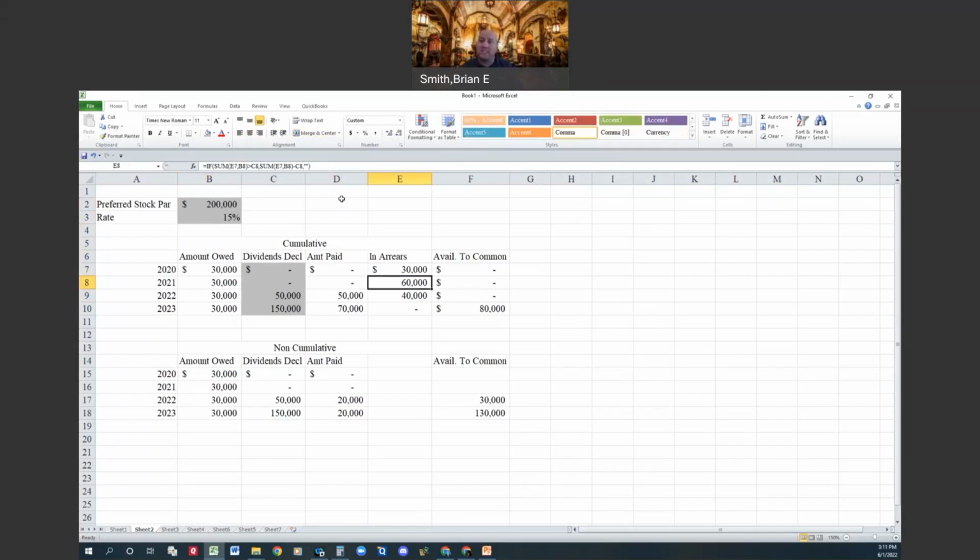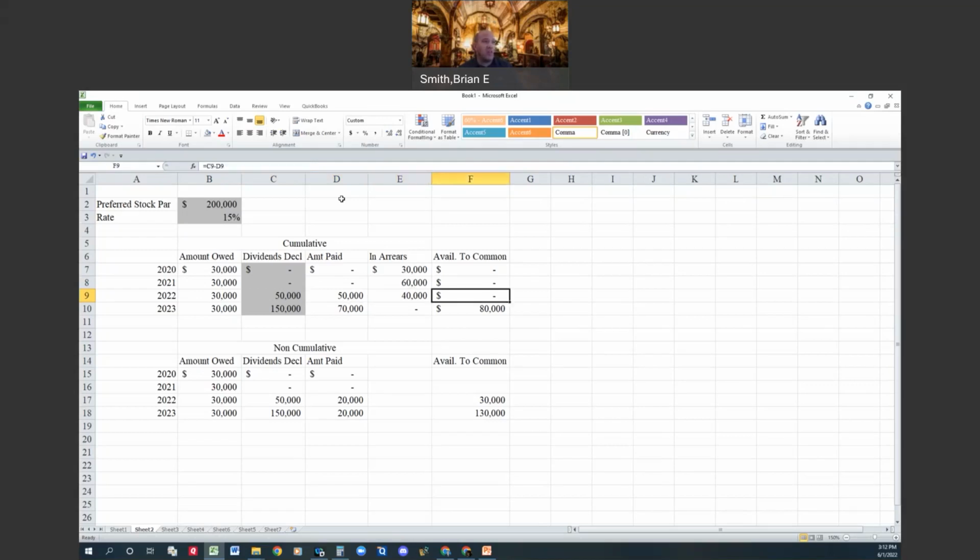And then after year two, we owe 60,000, representing 2 years' worth of payments that we owe the preferred stock. Then in year three, we declare 50,000 in cash dividends. We owe them 60,000. We add 30,000 to that. That's a total of $90,000 that we need to pay to the cumulative stock. Well, we didn't declare $90,000. We only declared 50,000. So we're going to pay that full amount to our preferred stock, and we're still going to owe them $40,000.